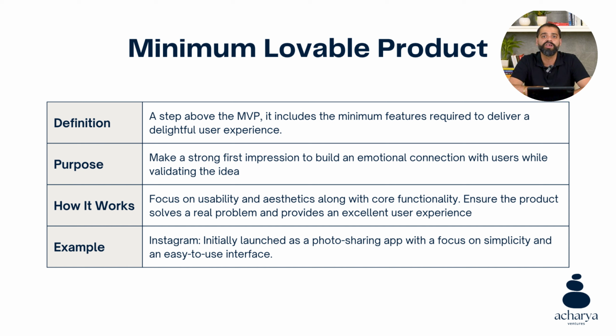Instagram actually launched as a minimum lovable product. Initially, it was just a photo sharing app, right? It did not have the reels and all those things that we have today. The reason why we used Instagram back in the day was very different from why we use it today. It was initially just a photo sharing app with a very simple UI and a very easy to use interface, and that created a little bit of emotional bond, and people were actually loving what they used. So Instagram started off as a minimum lovable product.